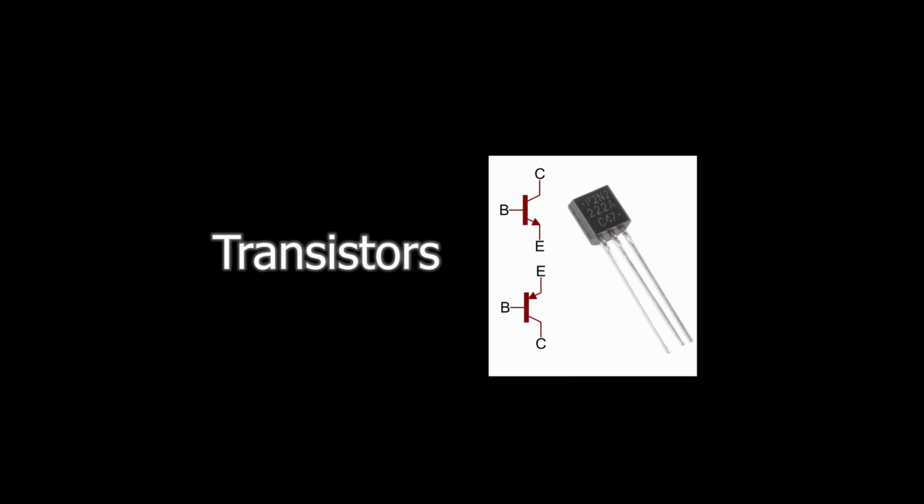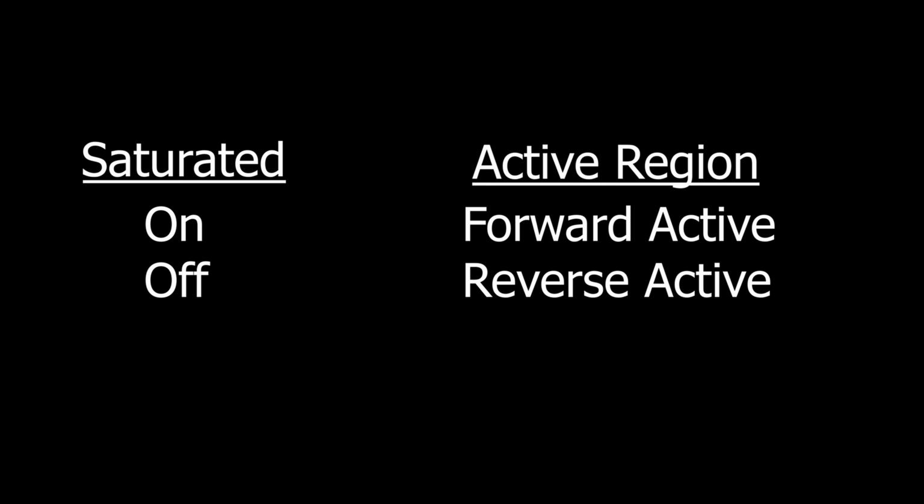Okay, let's talk about transistors. Transistors have four different working modes: fully on and fully off, which we can say the transistor is fully saturated. And we have the forward active and reverse active, which we can say the transistor is in the active region. That basically means the transistor is partially on.